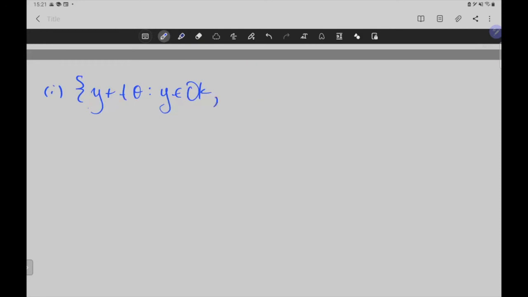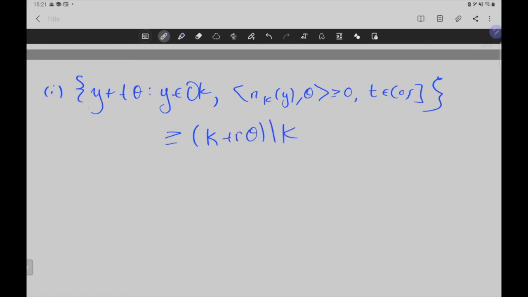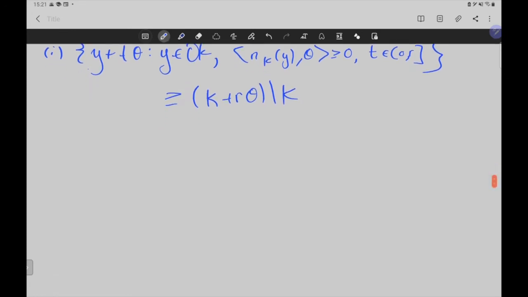And the outer unit normal of K in a product with Y at theta is greater than or equal to zero. And here you're taking T from zero to R, right? You're taking it as, you know, these little pieces in between. And this can be shown, I won't do it because it's really a lot of energy, to contain K plus R theta without K. That's the first one.